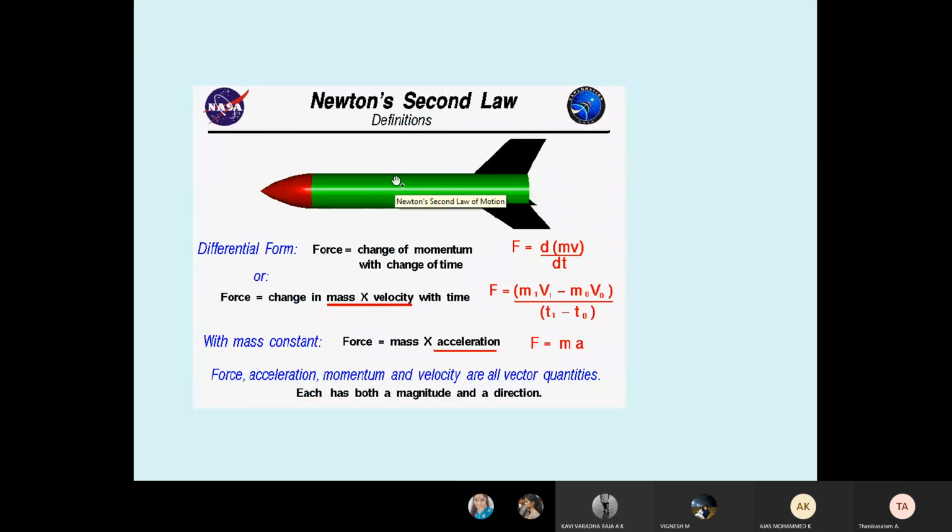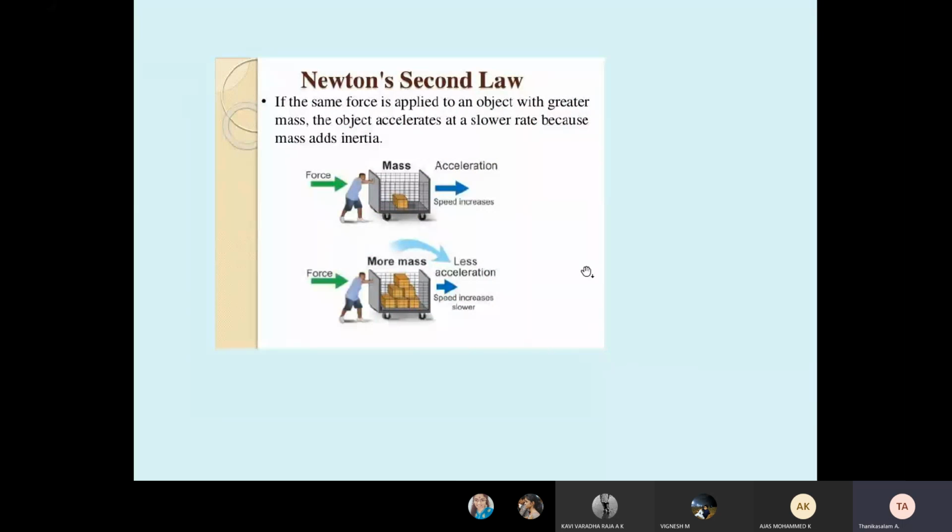Okay. This is Newton's second law. F equals change of momentum with change of time. Momentum means mass into velocity. For example, on a bike, when we accelerate or change the gear, that is a change of momentum, a change of speed, so the acceleration will change. That is the definition. F equals mass into acceleration. Simply, this is Newton's second law, F equals ma.